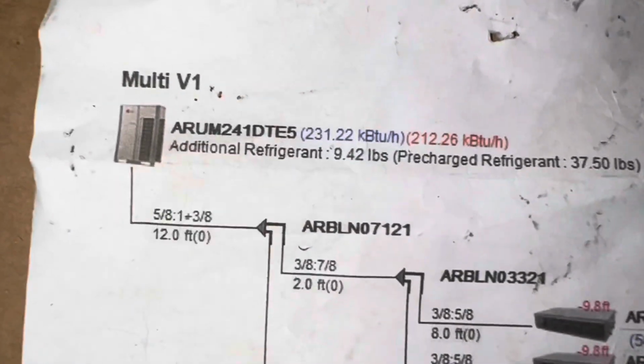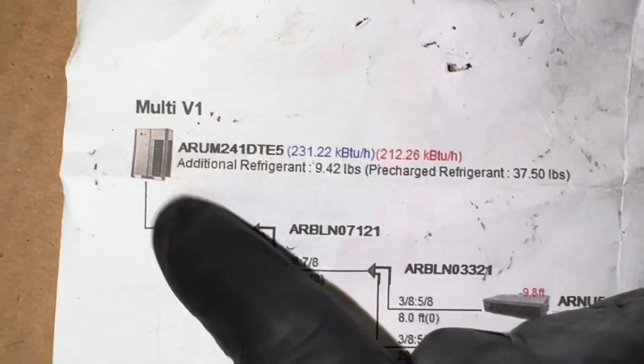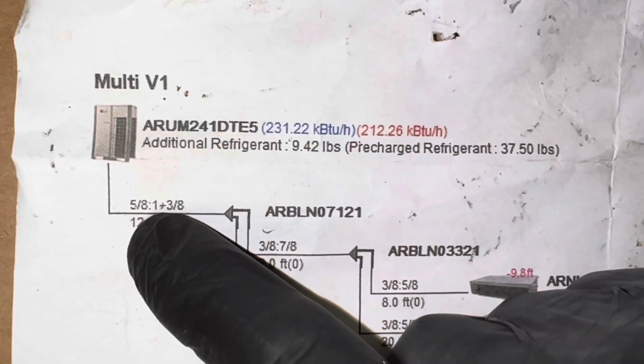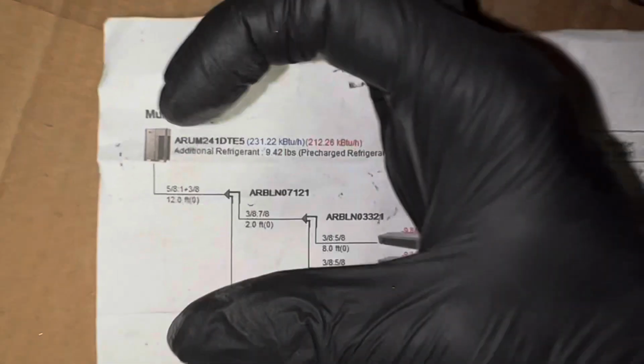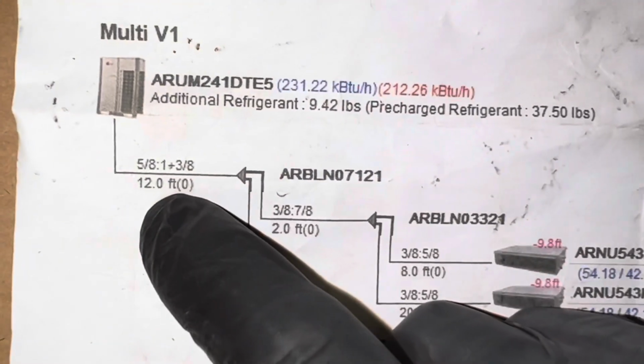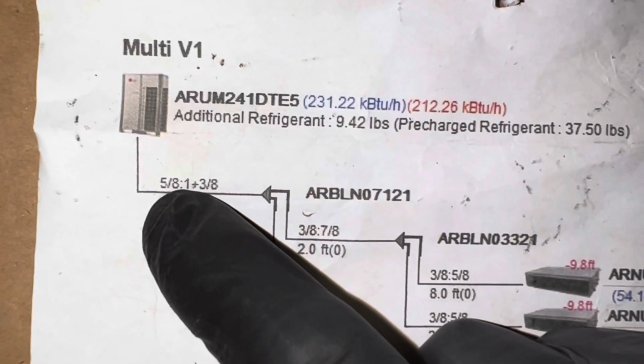And as you can see, let's see if I can get this to focus close. As you can see, coming from the 20-ton unit, the suction line is a 1 3/8 inch suction line. So you've got a line about that big and round. And a 5/8 liquid line.